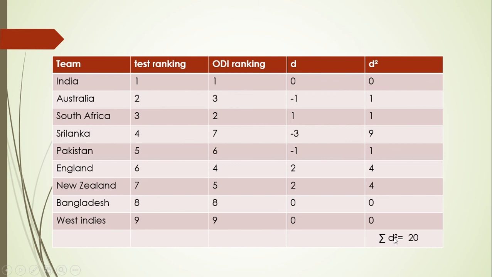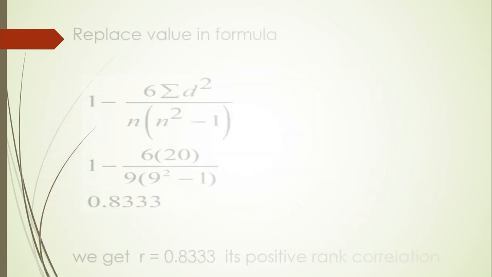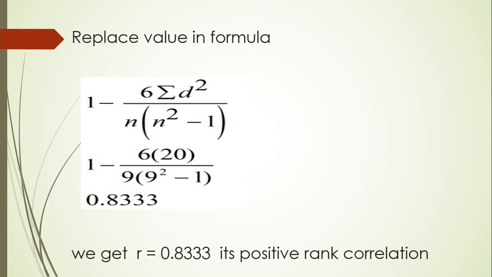So now replace this value in the formula. So we have the formula 1 minus 6 sigma D square upon n into n square minus 1, and we have sigma D square is 20. The n is the total teams, 9 there, so n is equal to 9. So solving that, we get the answer 0.833. So we get R is equal to 0.83. It's a positive rank correlation between them. So that is the example of rank correlation data by using a mathematical method.